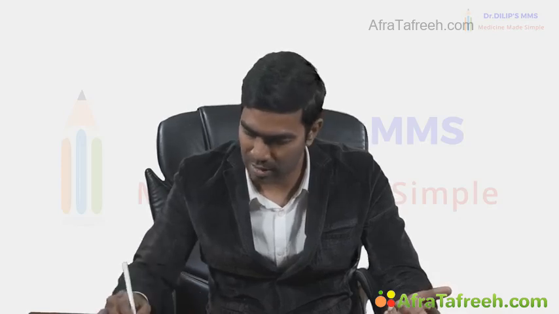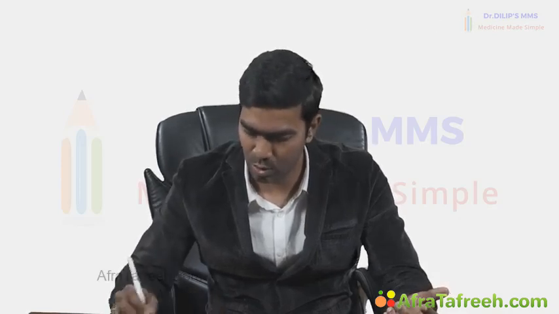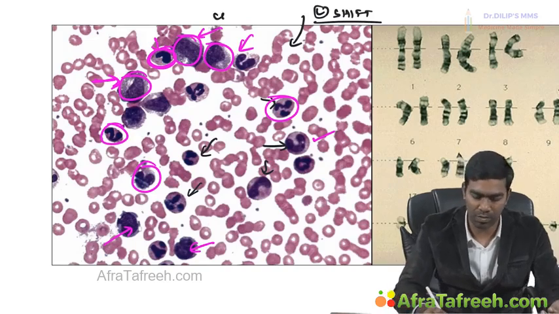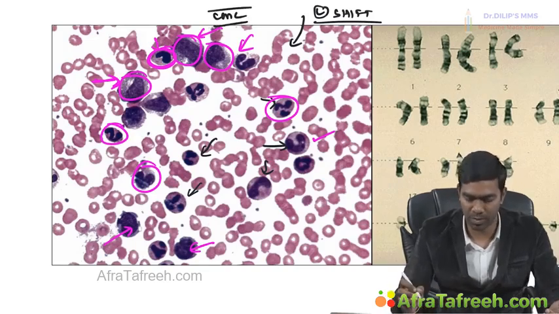You are not only seeing a blast. Are you seeing a blast? Yes, this is likely to be a blast. This too may be a blast, but apart from that, it's not that much. So you are seeing maturation in all stages. So this is what is typical of a CML. This is a typical peripheral smear of a CML.